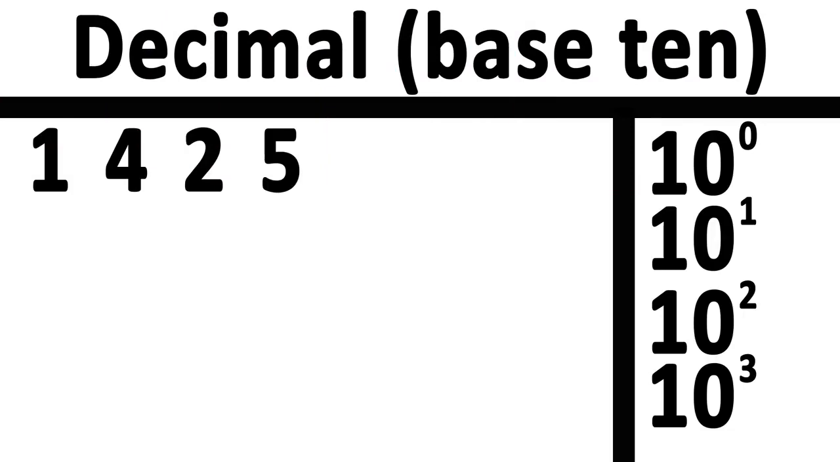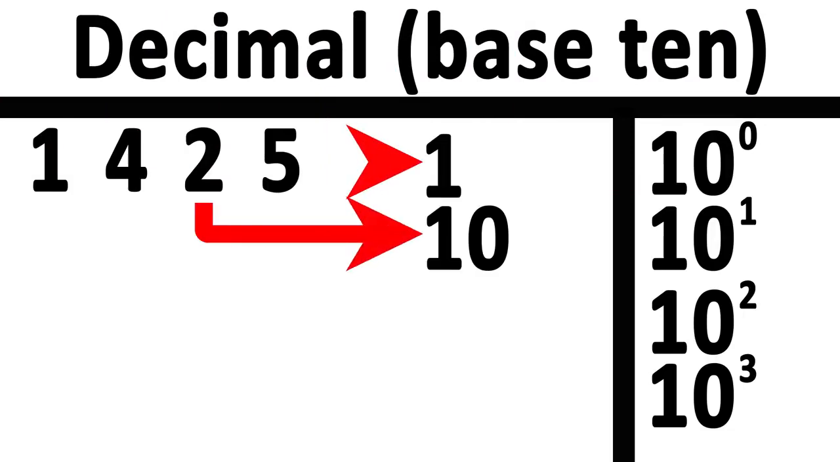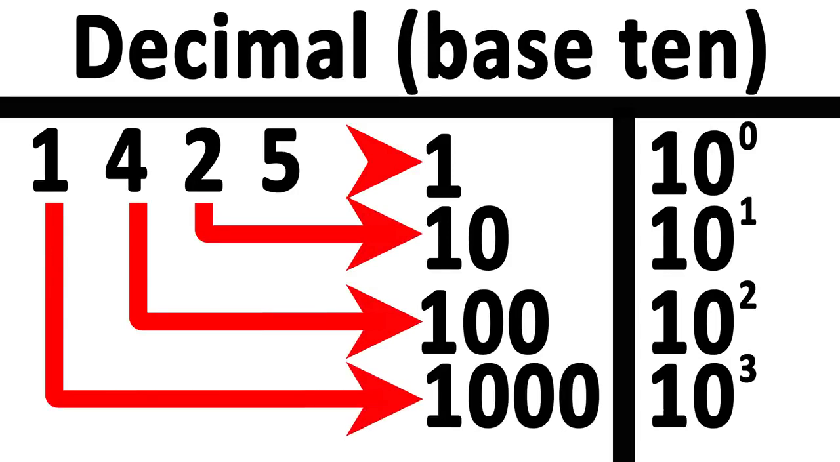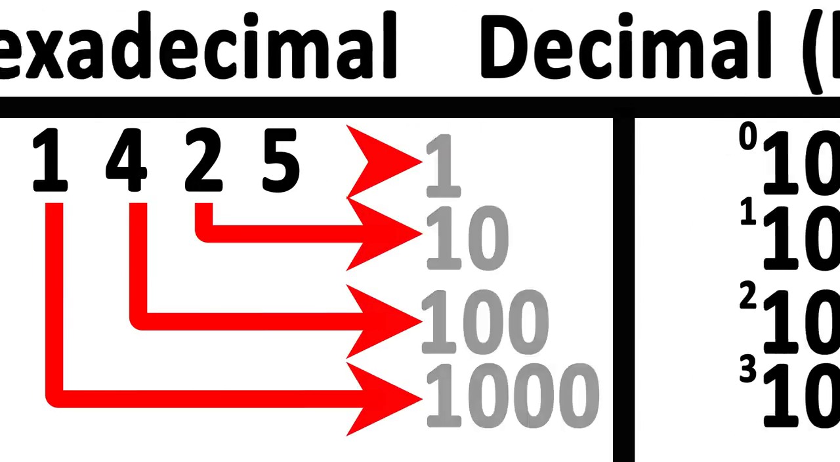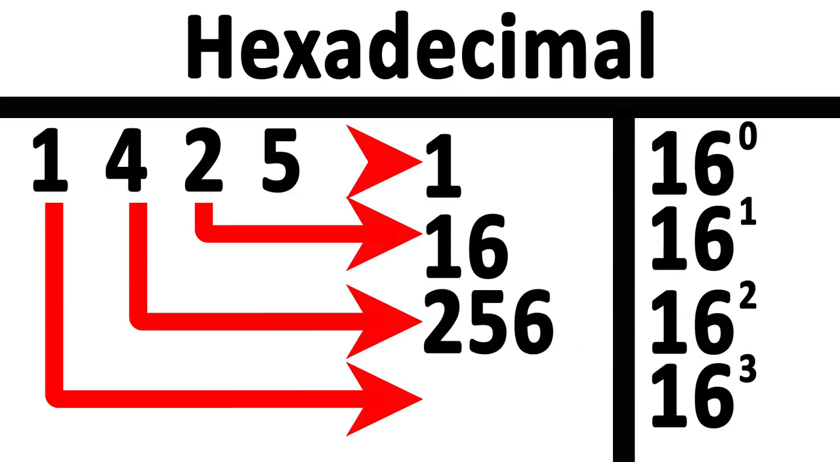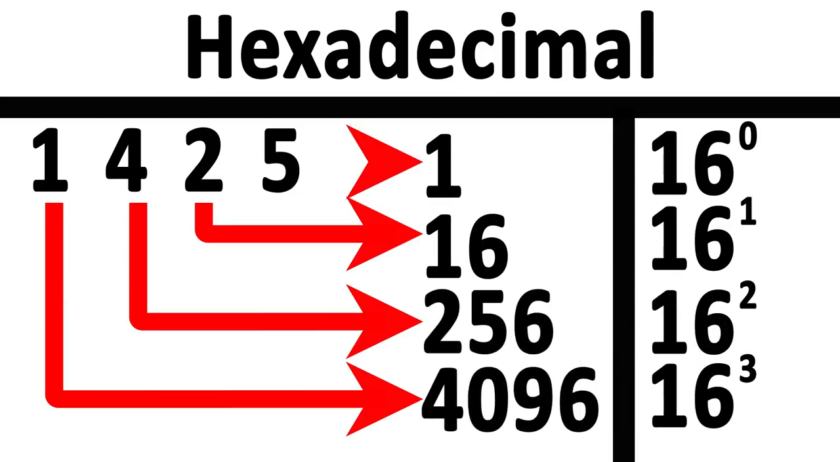10. In our normal system, called decimal or base 10, this is the number of ones we have, this is the number of tens we have, this is the number of hundreds, the number of thousands, 10,000s, and so on. In hexadecimal, this first column is the number of ones we have, the second is the number of 16s, this is the number of 256s, the number of 4096s, and so on.